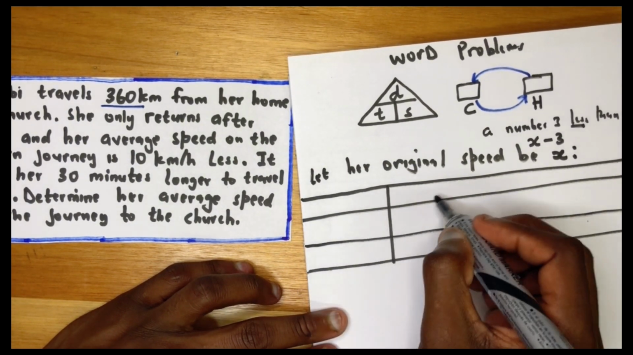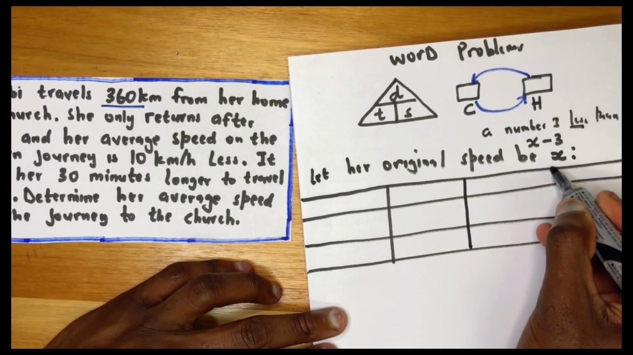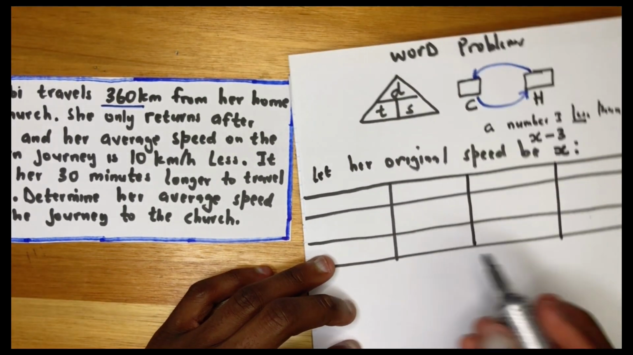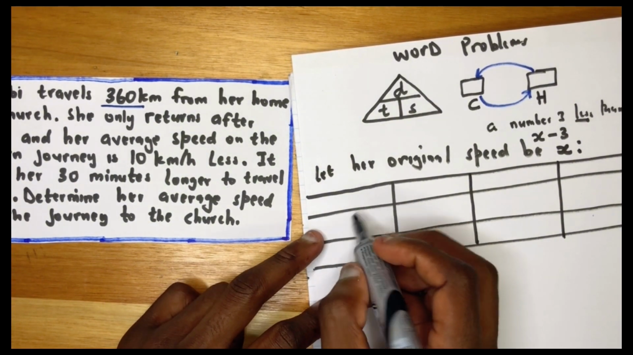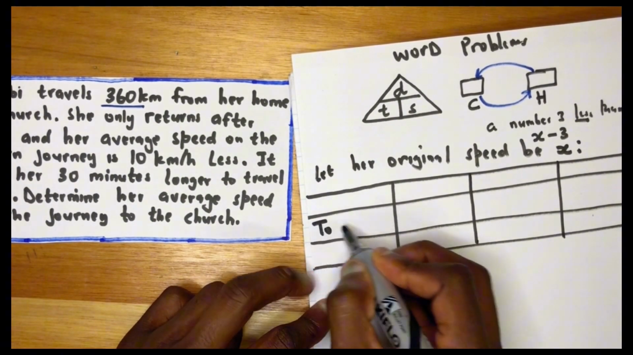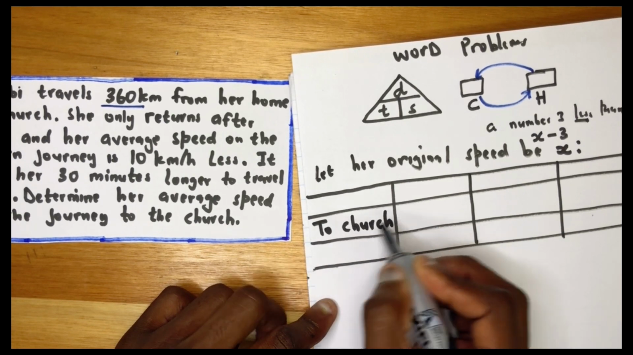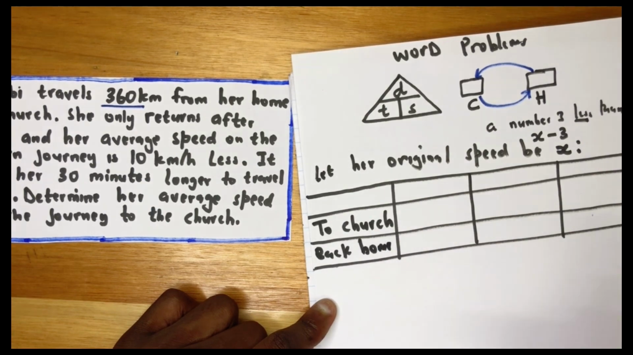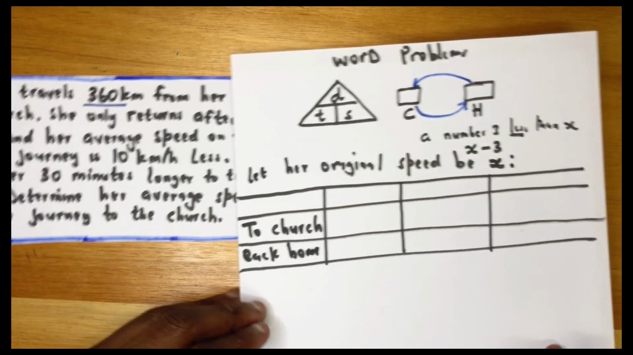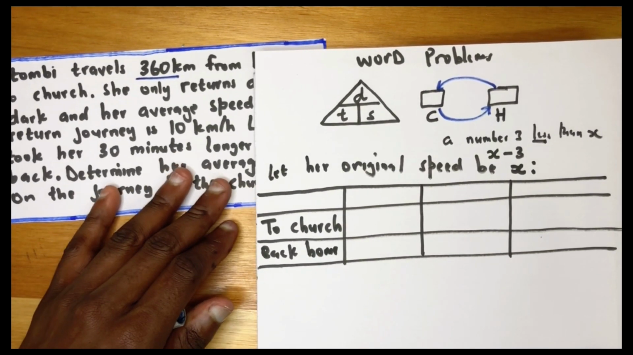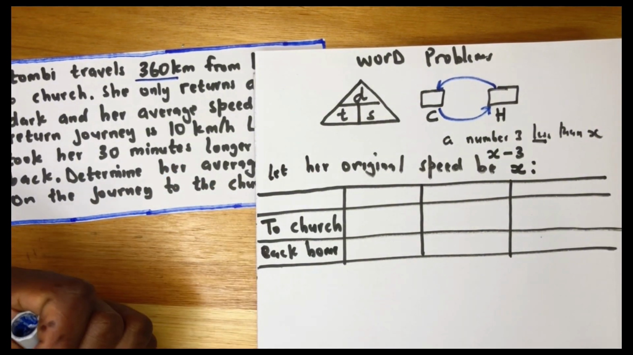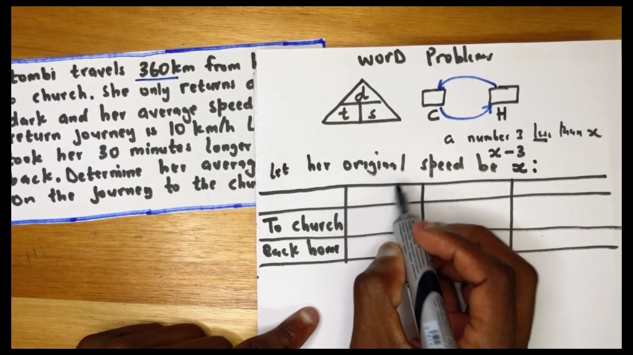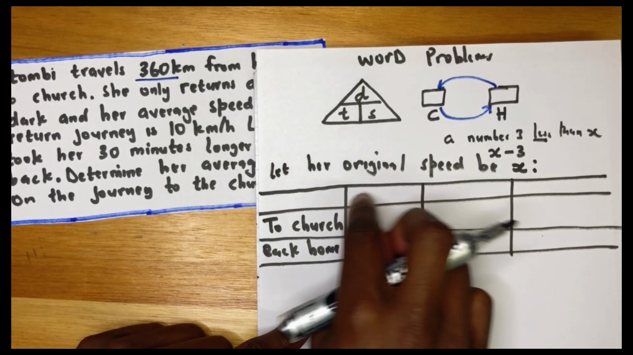Okay, so remember, guys, what do we have here? I'm going to use the information that we have. Remember, we know that Ndombi travels to church, then back home. That's what we know. At least we love it when she travels to church and back home, which means that she's a good girl. So then we have the distance here.